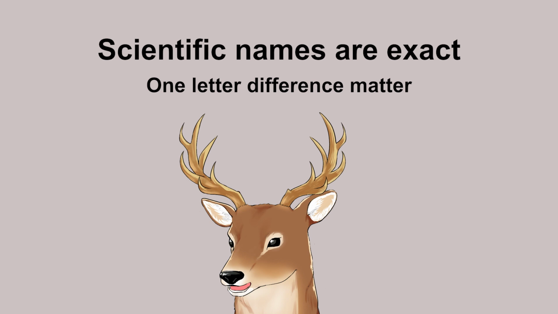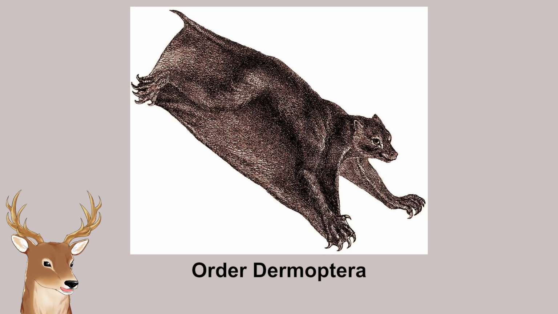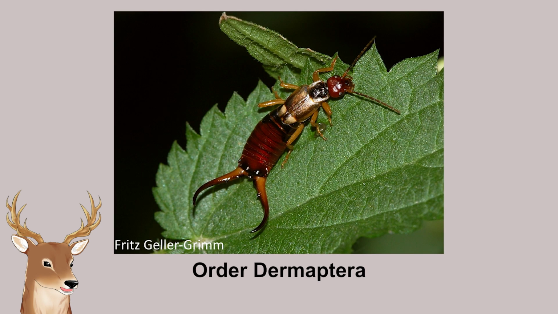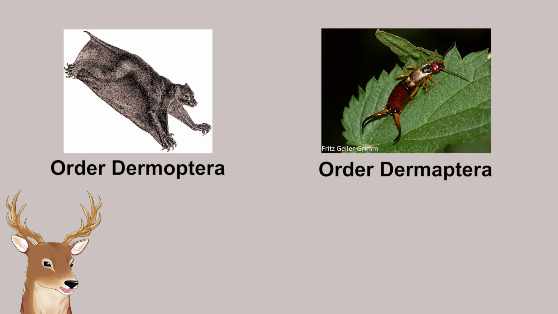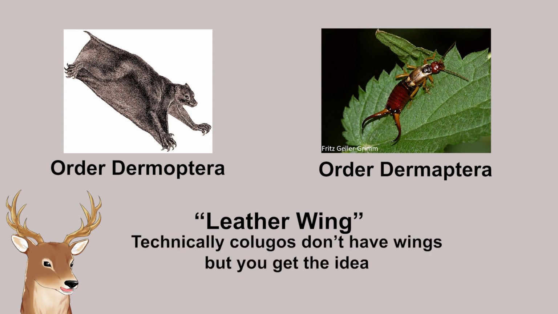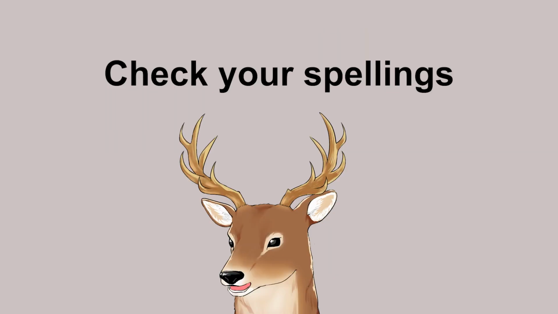Scientific names are usually very exact. Some names are descriptive. Hence, two completely different animals could have a similar name since they have a similar description of a specific trait, which is why spellings are very important for scientific names. For example, this one is Dermoptera, this one is Dermaptera. Both mean leather wing because, well, they have leathery wings. Yet, they are completely different groups of animals. So, a single typo could matter a lot.